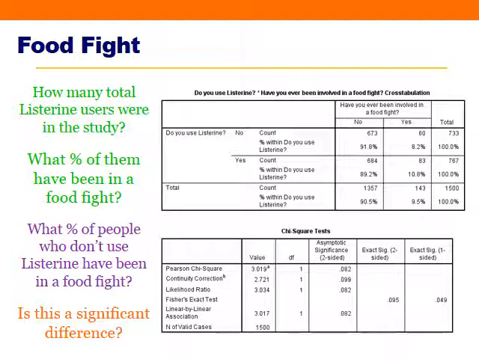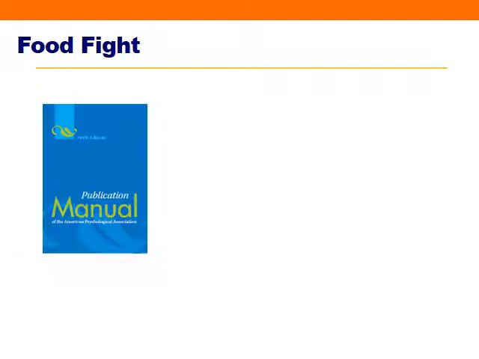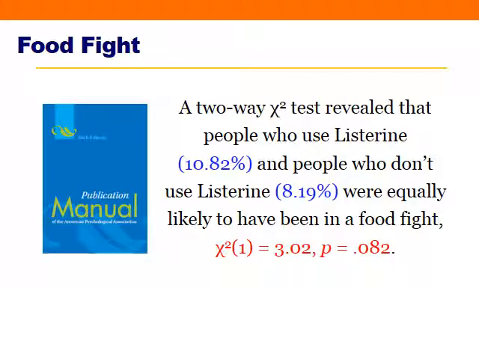In other words, 10.8% of Listerine users have been in a food fight, 8.2% of non-Listerine users have been in a food fight, and the results of our chi-square test tell us that that is not a statistically significant difference. If I were to ask you to write up the results of this test, your answer would look something like this. A two-way chi-square test revealed that people who use Listerine and people who don't use Listerine were equally likely to have been in a food fight, with all of those numbers coming from the output on the previous slide.